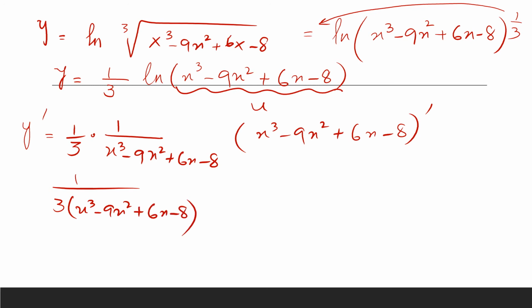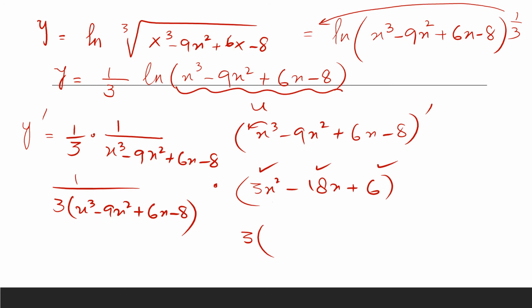No need to open the brackets. Times, take the derivative using the power rule and the constant multiple rule. So it will give you 3x square minus 18x plus 6. Now you can take the common factor also. Here the common factor is 3. So you take the common 3.